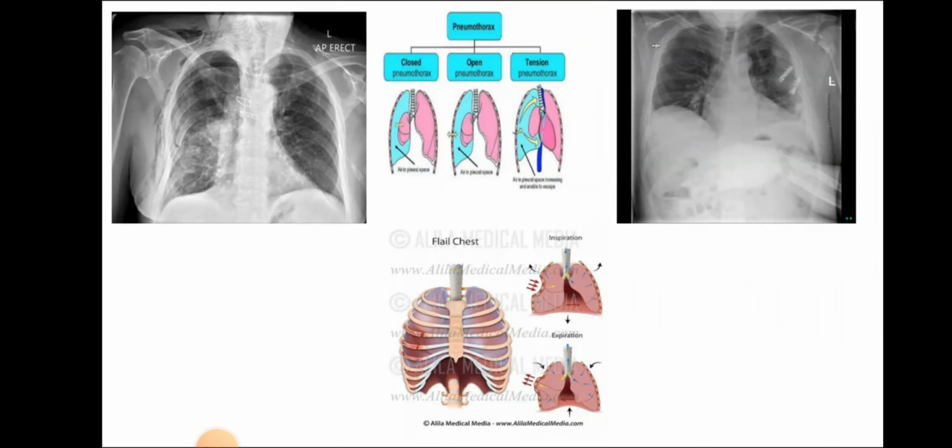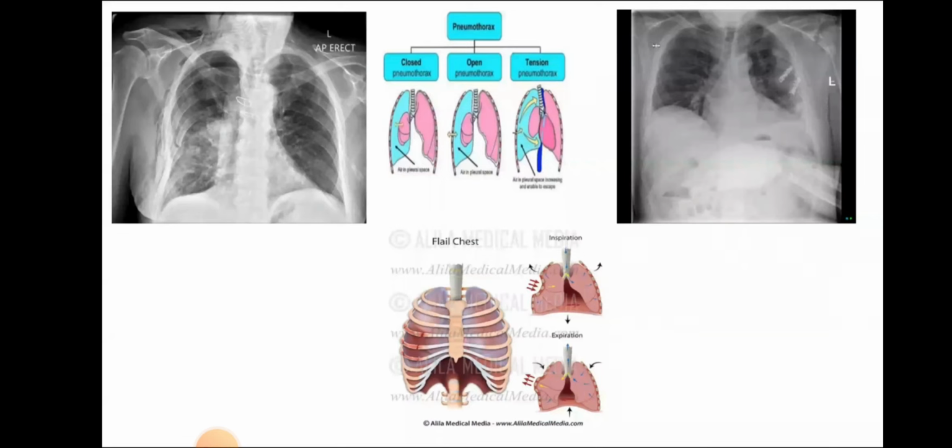Next is injury to the heart and pericardium. The heart may be injured by a penetrating wound. As a result of fracture of ribs, the heart and pericardium can also get injured. Then, due to crushing injury of the chest, traumatic asphyxia can occur. Then, traumatic rupture of diaphragm: penetrating injuries or crush injuries to the lower chest or upper abdomen can result in rupture of the diaphragm.